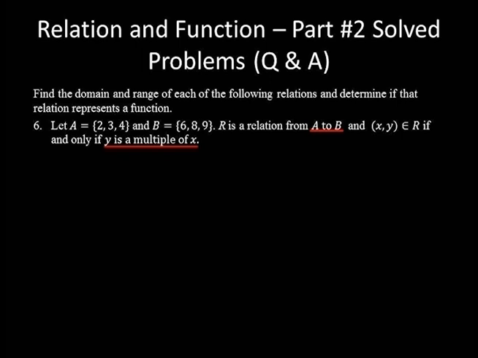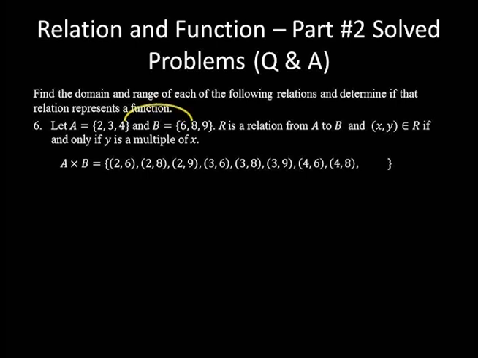First, let's form a relation from A to B. A cross B equals... to form these ordered pairs, we have to take one element from set A and form ordered pairs by relating it with set B. 2 relates to 6, 2 relates to 8, and 2 relates to 9. When moved to 3, 3 relates to 6, 3 relates to 8, and 3 relates to 9. The last element of set A is 4. 4 relates to 6, 4 relates to 8, and 4 relates to 9. This is the whole list of a relation from A to B.